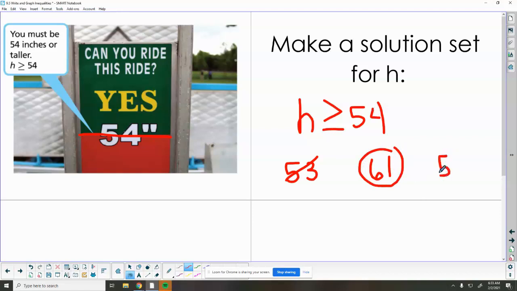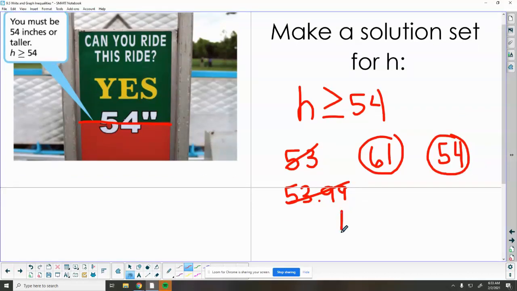What if someone is exactly 54 inches? Can they ride this ride? 54 is greater than or equal to 54. 54 is equal to 54. So someone that's exactly 54 can ride the ride. But if someone comes up and they're 53.99 and they're just right below that line, they're not going to get to ride the ride. So it can be equal or it can be bigger.